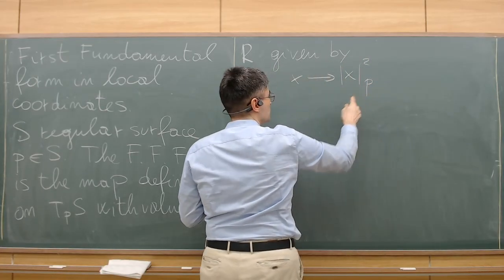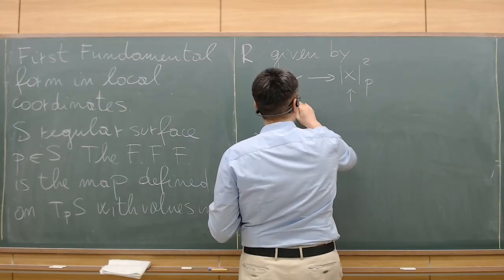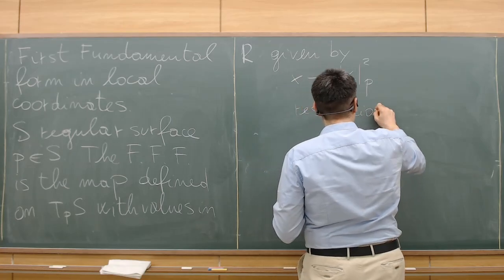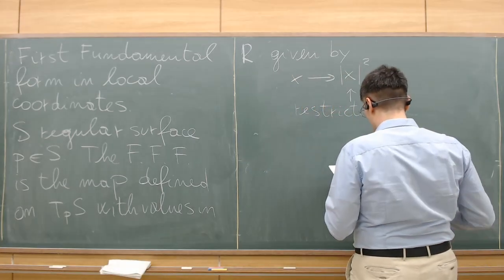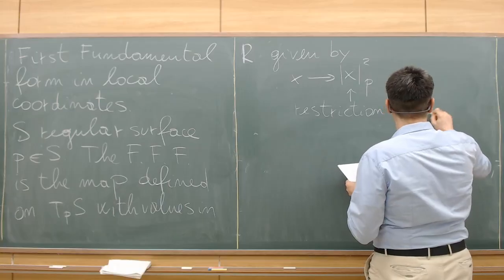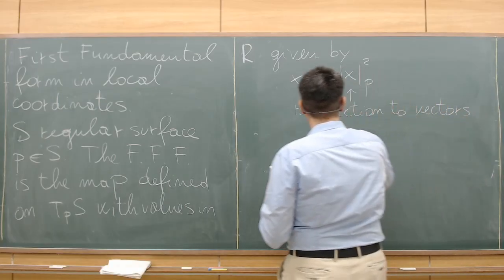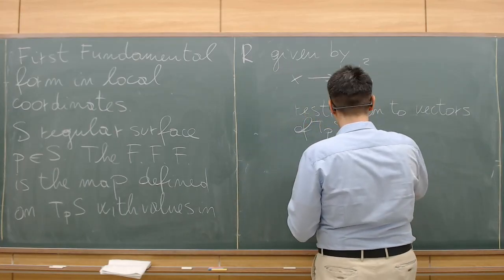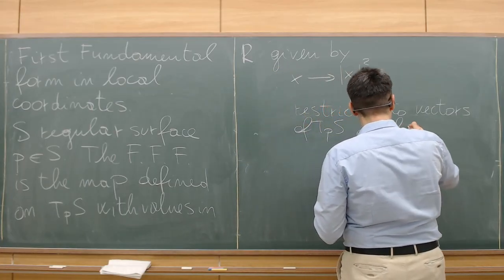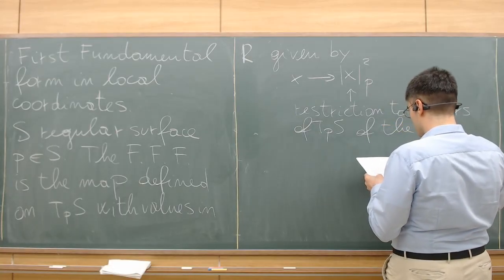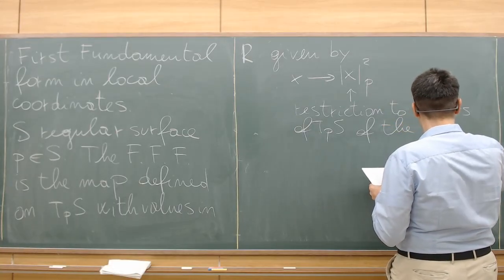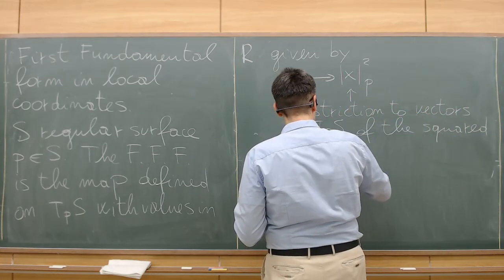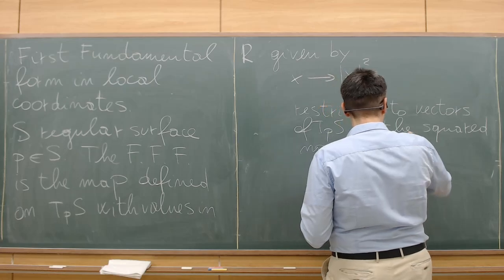where this notation means the restriction to TPS, to vectors of TPS, of the square norm function.